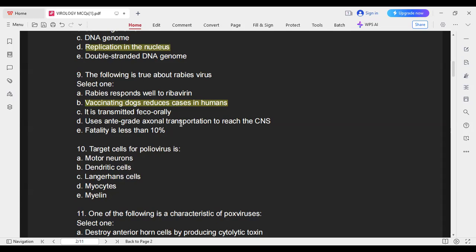Uses anterograde axonal transportation to reach the CNS. This is for polio. So here, does it use anterograde or retrograde? It's retrograde. Good. Fatality is less than 10%. What is the fatality of rabies when you have symptoms? Yes. So it's almost 100%.